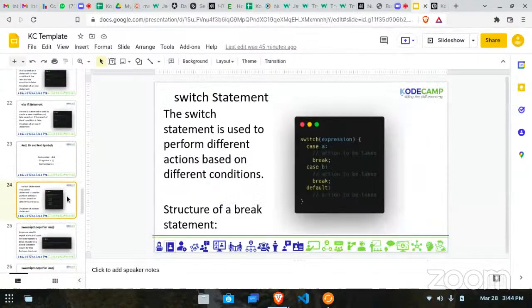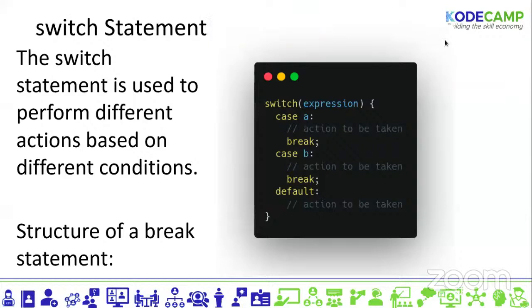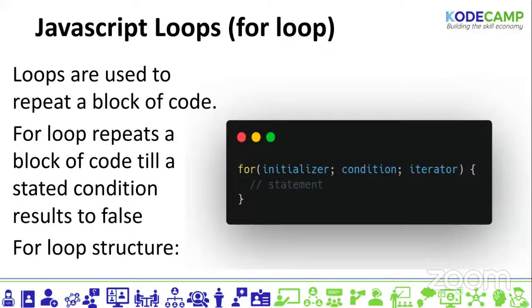So let's continue. Having said that, I believe you understand how Boolean works, how to use if statements, and how to use switch statements. So let's now talk about loops. What are loops used for? Loops are used to repeat a block of code.